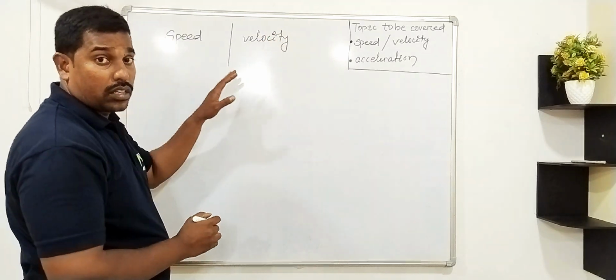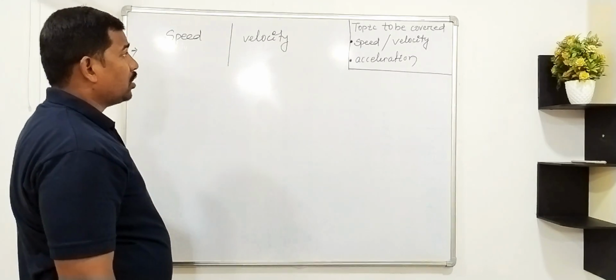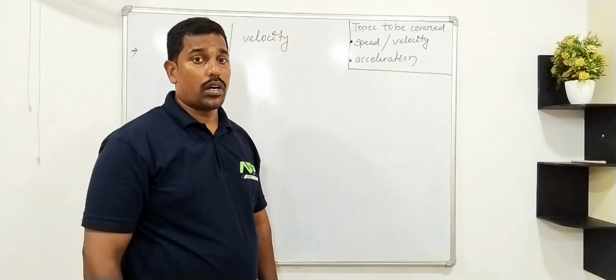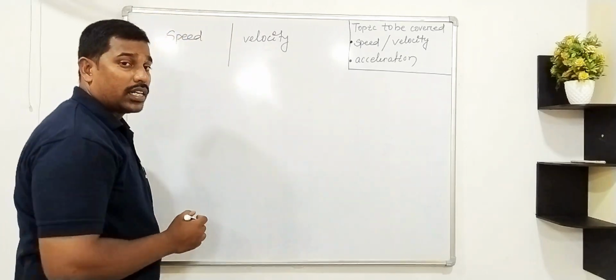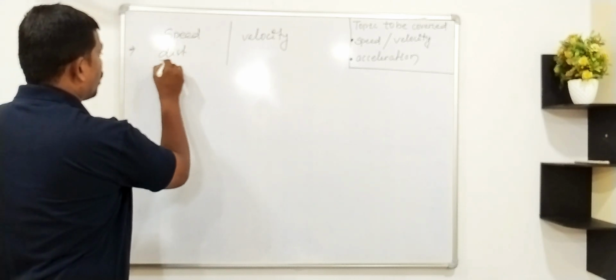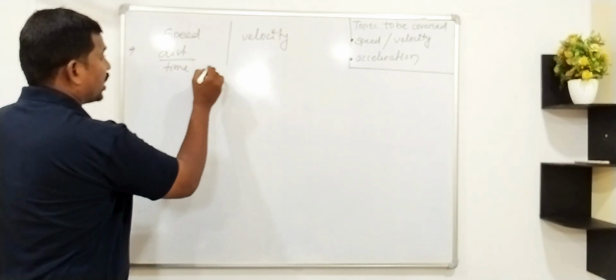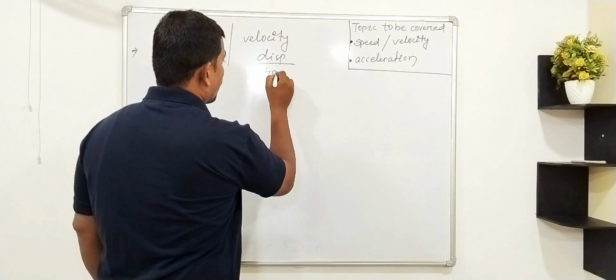First one, the definition of both. Speed is the distance traveled per unit time, whereas velocity is displacement per unit time.